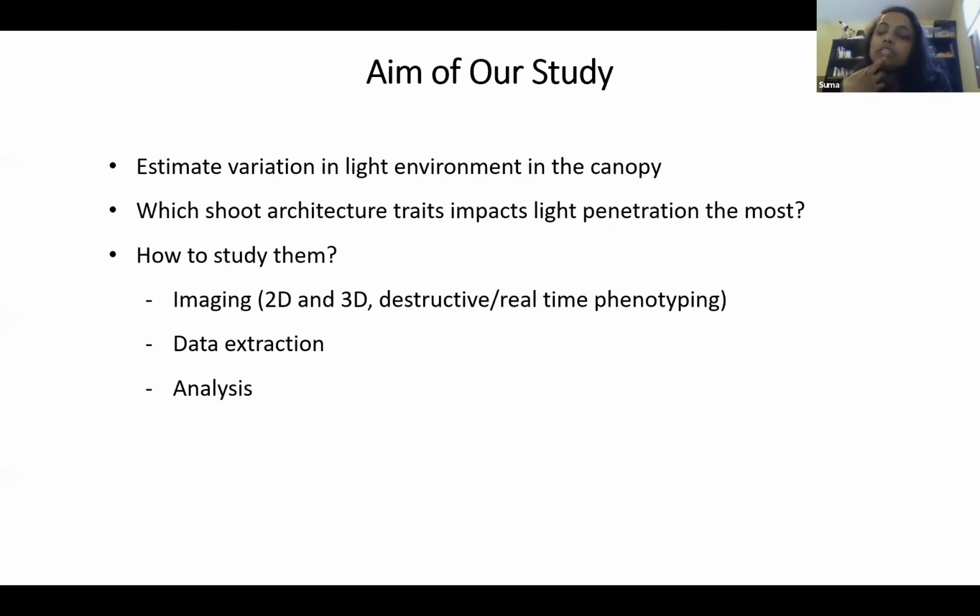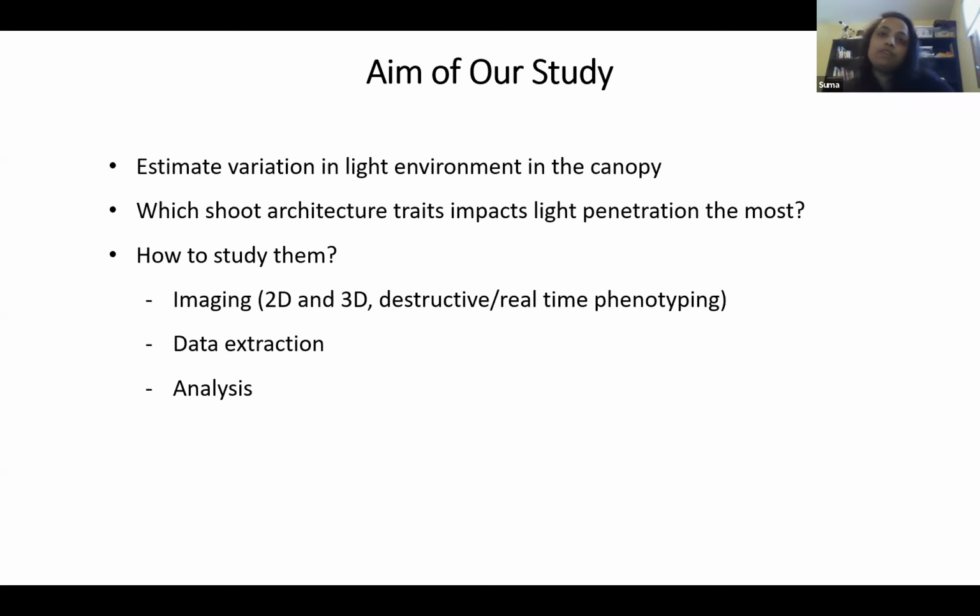And then the other question we want to know is, which of these shoot architecture traits impact light penetration the most? Like I said, it could be the leaf angle, how many branches there are, how many leaves each branch carries, the angle of the branches. There are many features, or what we like to call traits, and that's an important word. Is there one single trait? Are there multiple traits? Is there a combination of traits that can give us a better view of this? And how do we study them?